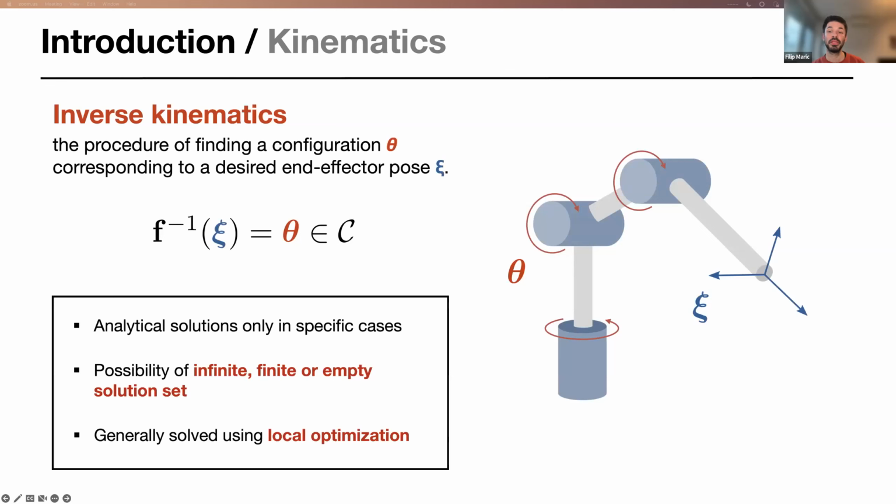Ideally, we would simply analytically invert the forward kinematic mapping, but this is difficult, and general solution strategies for this really only exist for robots with up to 6 degrees of freedom, that is up to 6 joints. Further, depending on the goal, there may be an infinite number of solutions or even no solutions at all. And so this problem is generally approached using local optimization techniques.